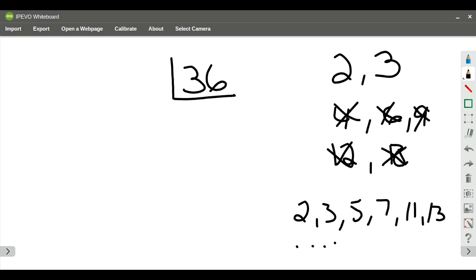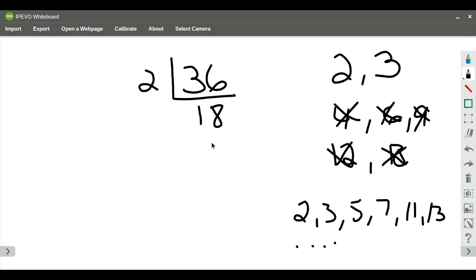So when we look at the prime factorization of 36, the first value I'm going to choose is 2, and I'm going to write it on the outside just like that. Now I'm going to start factoring out 36. I'm going to divide 36 by 2 and write my answer right underneath. So 36 divided by 2 is 18.